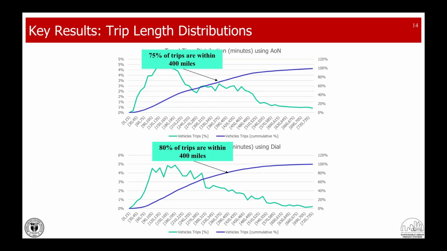So using these trip distributions, we can really inform the decision makers and the project partners as to where and why to locate these charging facilities or the infrastructure for a distribution center.